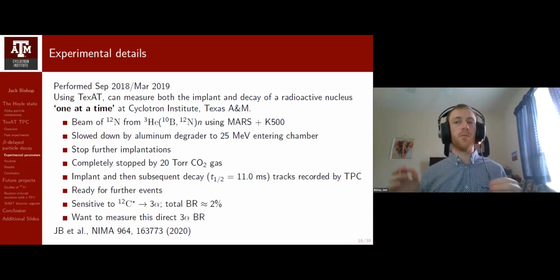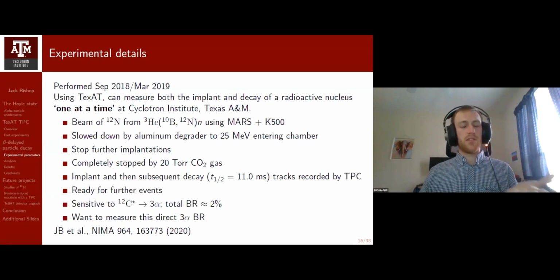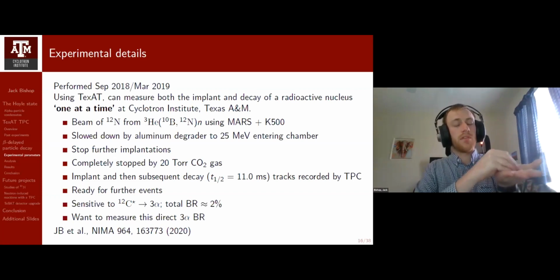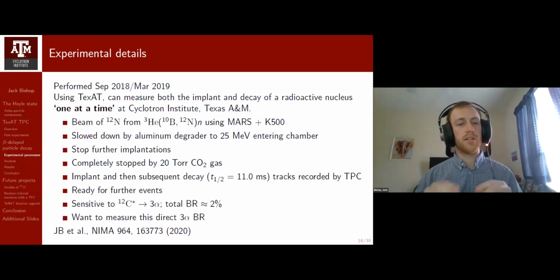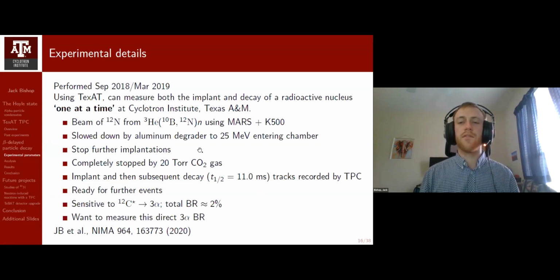For this particular study, we sent a beam of nitrogen-12 using the MARS recoil separator from the K500 cyclotron. We get this beam of nitrogen-12. We attenuate it with an aluminum degrader down to 25 MeV. When it enters the chamber, it passes over an ion counter, which sends a signal to the cyclotron telling it no further implants, please. At this point, the radioactive beam then completely stops in 20 torr of CO2 gas. And then, once it's implanted, we wait for the subsequent decay of this radioactive isotope. Nitrogen-12 has a half-life of 11 milliseconds.